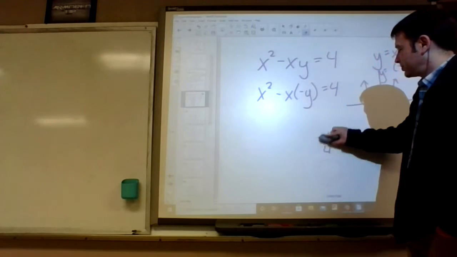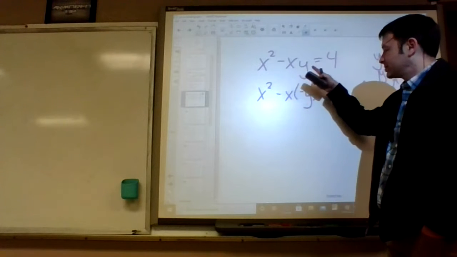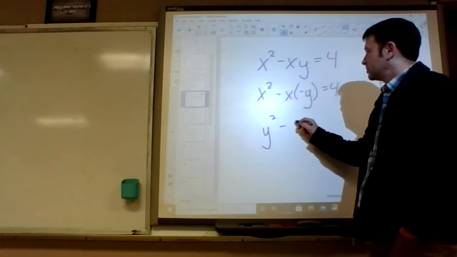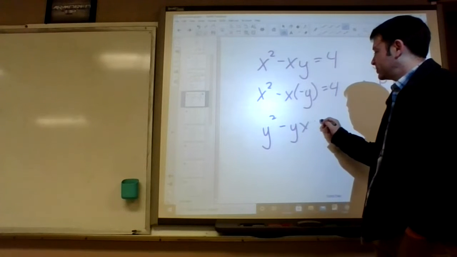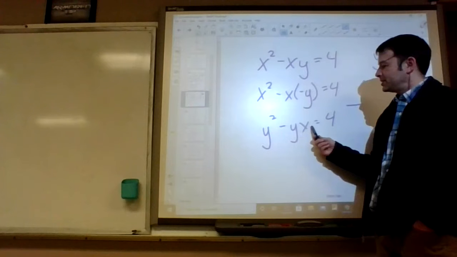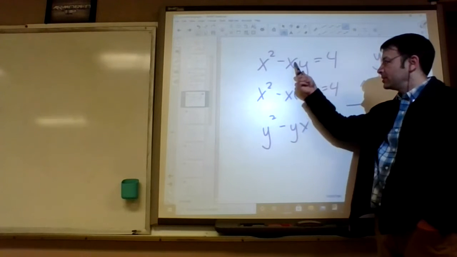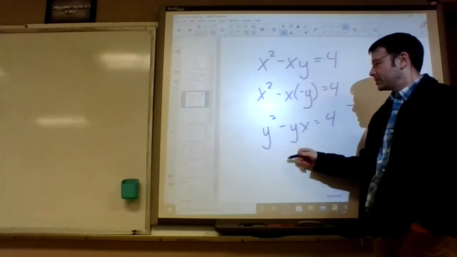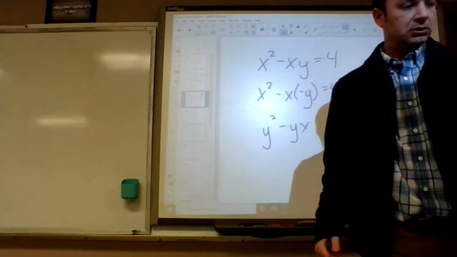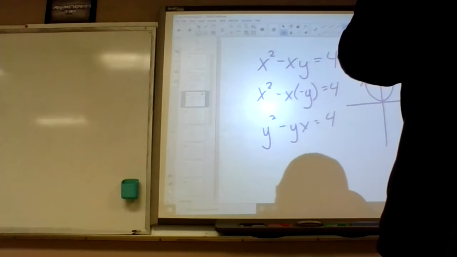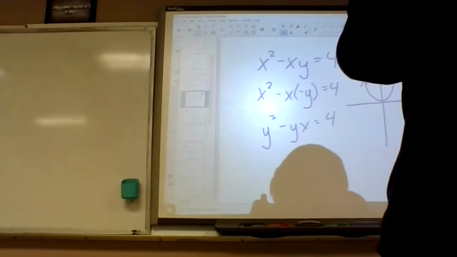So if I switch the y and x value on this, it'd be y squared minus yx equals 4. Does that change the function? Yeah, this part stays the same, but this part is different. So that wouldn't work either. So all these are no so far, except for number 4, symmetrical about the origin.